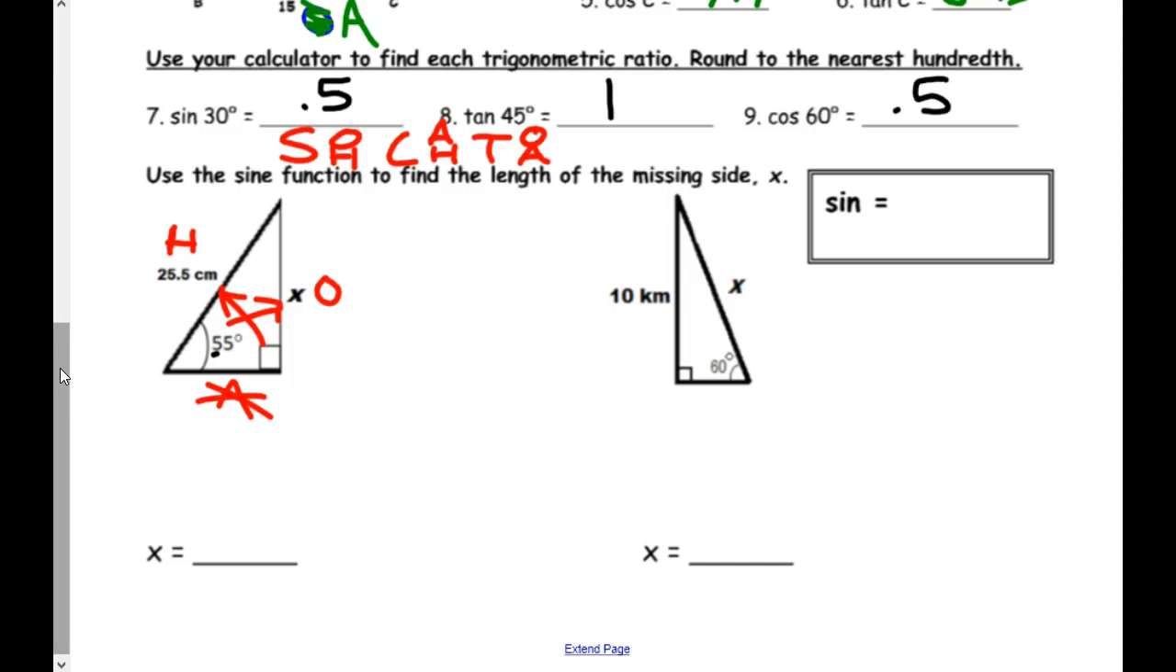So let's do it. All right, so SOH, so let's do sine. So let's write the word sine, the abbreviation. Sine. And what angle are we using? What angle are we using? So on the inside there I see 55. So sine 55 equals, and now I put the fraction. What over what? So it's O over H. What's O? X, and H is 25.5.